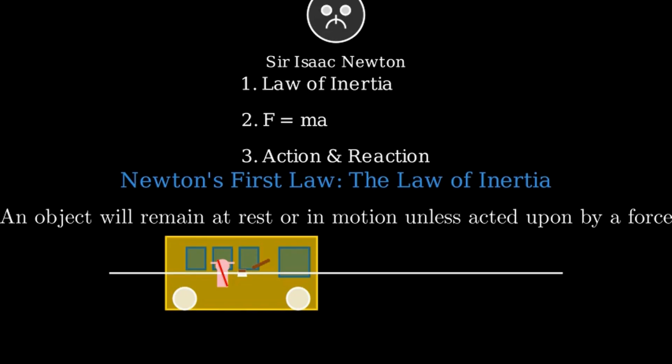Your body experiences the same thing, which is why you feel a jerk forward when a vehicle stops suddenly. This is also why seatbelts are so important. They provide the force needed to stop your body from continuing its forward motion during a sudden stop.